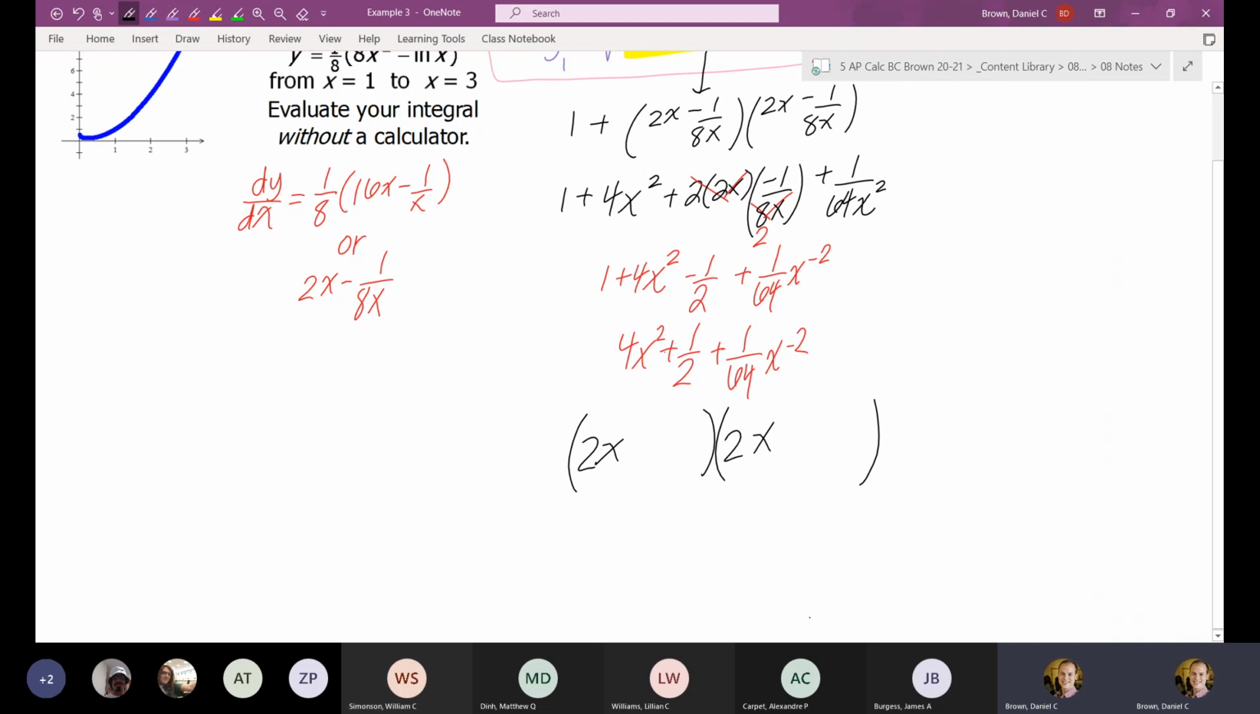Let's see if we can think about that last term. Two things that would multiply together to give you 1 over 64 x to the negative 2. 1/8 x to the what? Negative first.